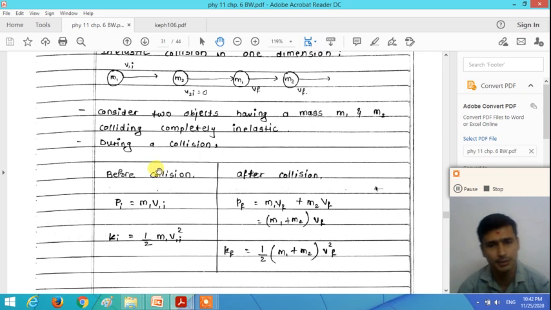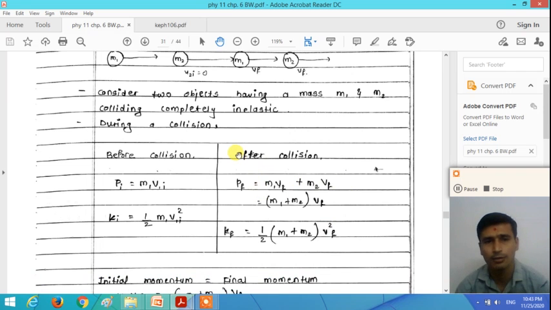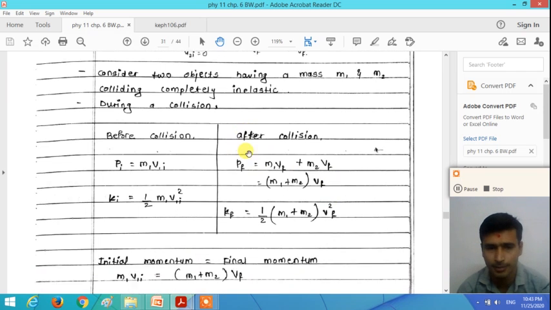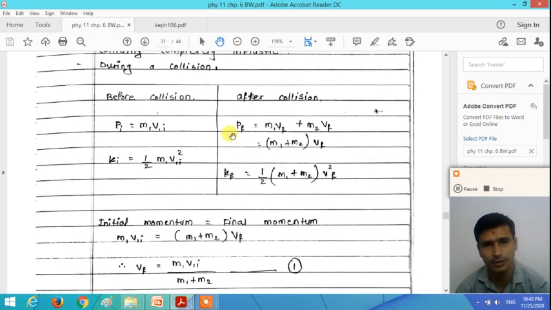Now the kinetic energy before the collision is 1/2 m1 v1i square, and the kinetic energy after the collision is 1/2 m1 Vf square plus 1/2 m2 Vf square. So we get the kinetic energy after the collision as 1/2 (m1 plus m2) Vf square. Now here the collision is completely inelastic. That means according to the law of conservation of linear momentum, the momentum before and after the collision are the same, but the kinetic energies are not the same.